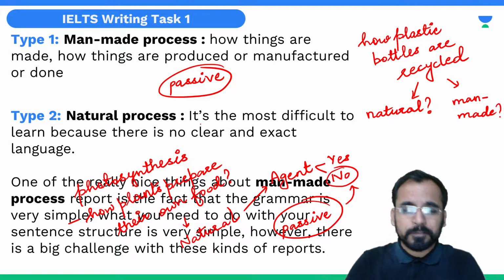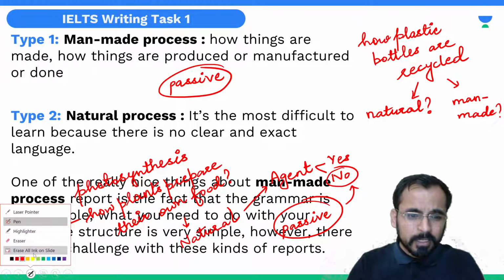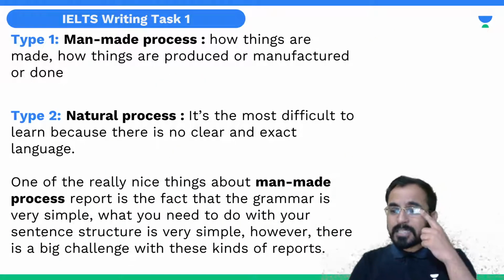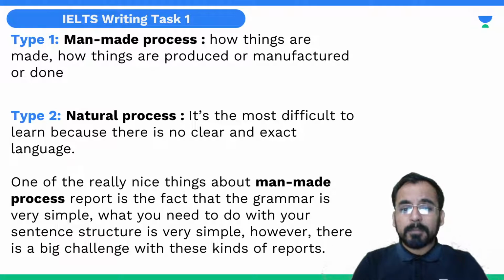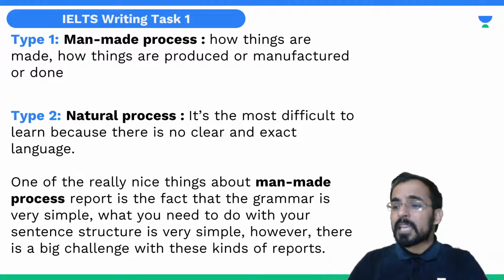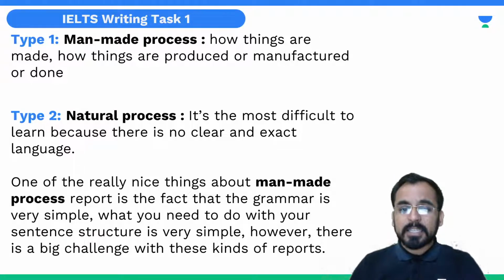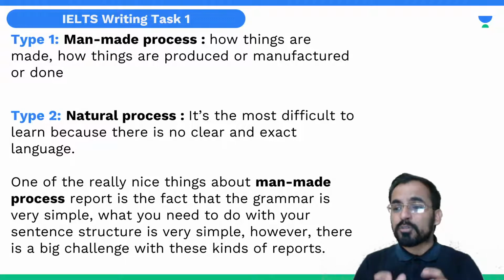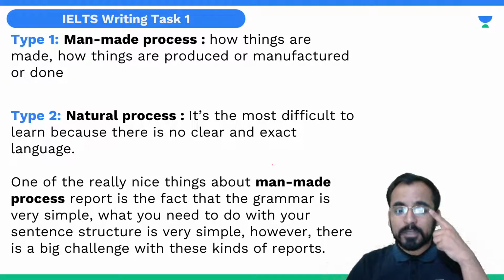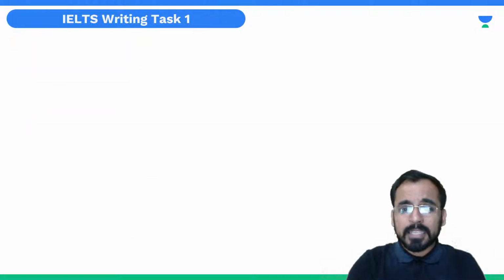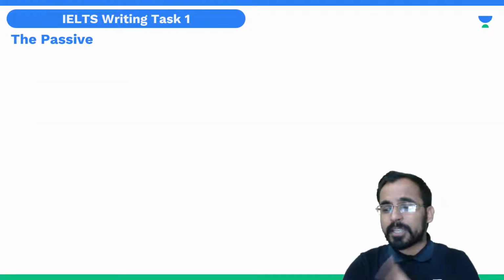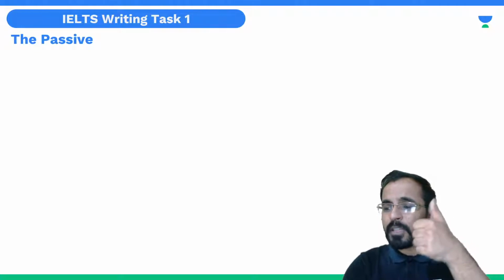Okay? All right. Now the next question that comes to our mind is कि इन दोनों में difference क्या होता है फिर? The difference is man-made process की जो grammar होती है that is very simple. आपको सिर्फ present simple passive में लिखना होता है. Let's see. थोड़ा डिटेल में करेंगे passive voice. Okay? Are we ready on this?